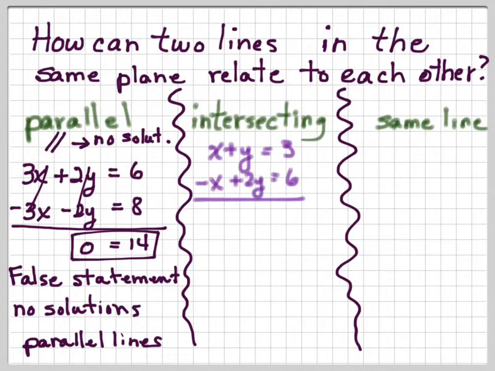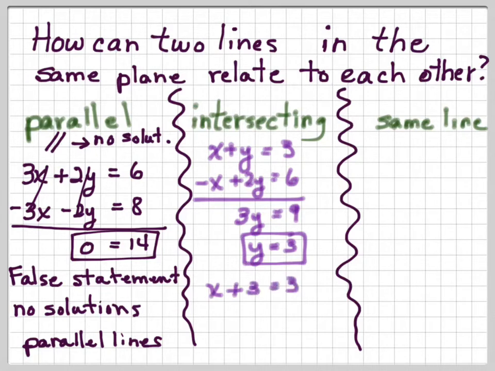Okay, intersecting. This is a very simple example, and my hero zero is with my x's, so I'm going to eliminate those, and I'll have 3y equals 9, which means y equals 3. And if I substitute back into either one of those top equations, I can find out that x plus 3 equals 3, or x equals 0. And yes, 0 is a legitimate answer because 0 is a number. So these two lines intersect at the point (0, 3). They have exactly one point in common.